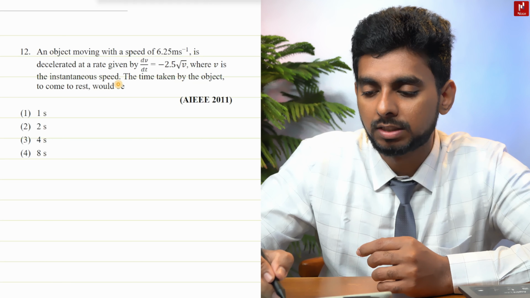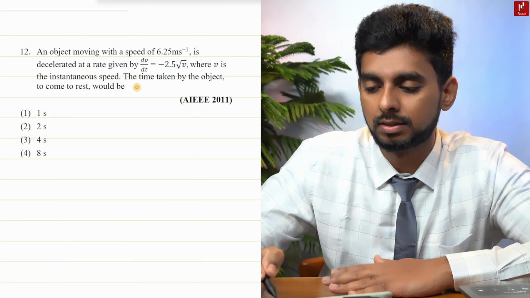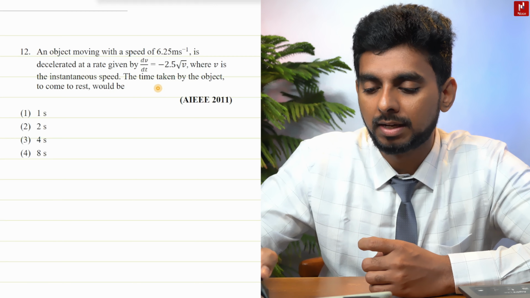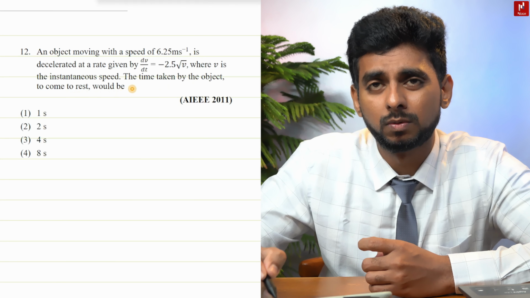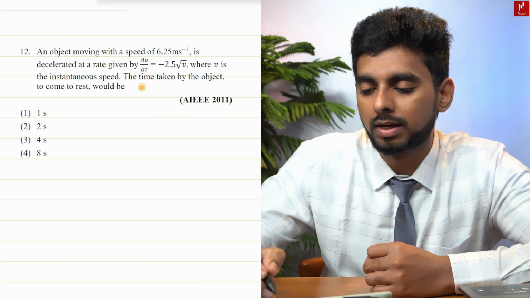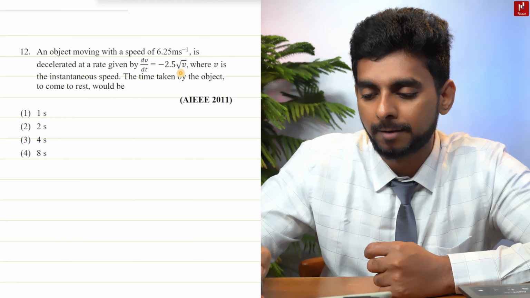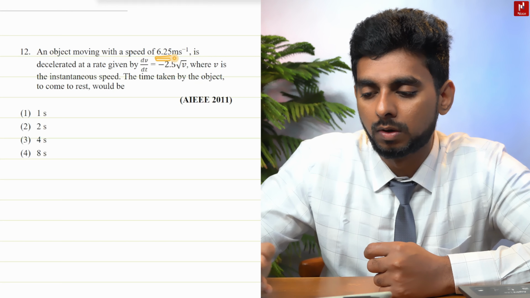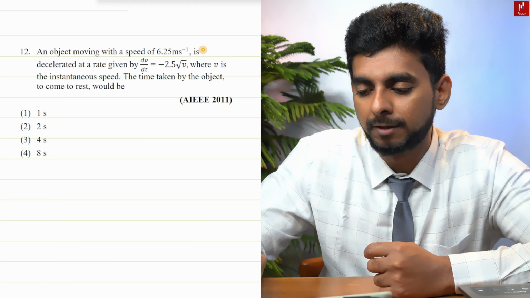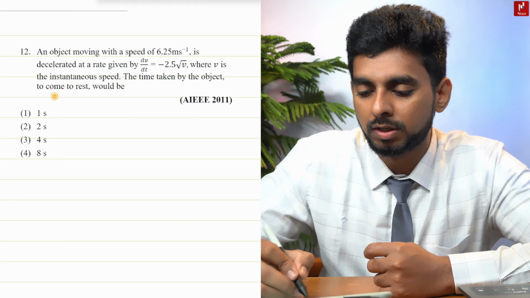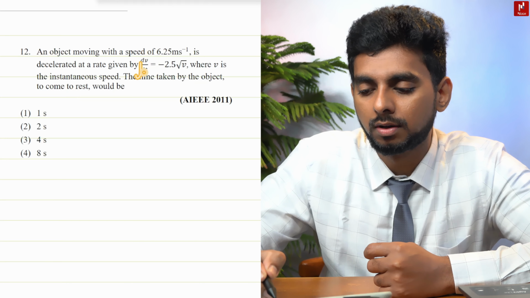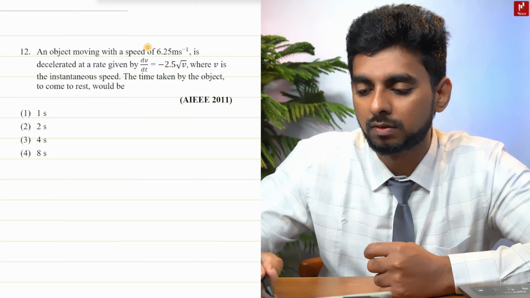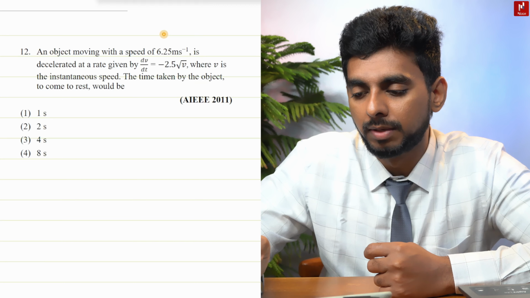Where v is the instantaneous speed, so they have given us the instantaneous speed. Obviously what I'm supposed to find over here is the time taken by the object to come to rest. So what time is it going to come to rest, that's what I need to get. If I have to get that, I know the initial velocity was 6.25, the final velocity will be 0 because it has to come to rest. So if I integrate this equation with respect to velocity, the initial will be 6.25, the final will be 0.